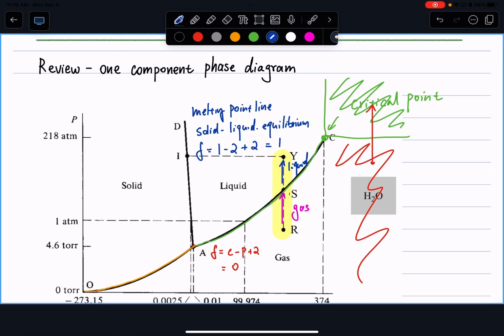Some of the things we know, we're talking about the change in Gibbs free energy. So we have dG equals negative S dT plus V dP. So when we're talking about a constant temperature process, this term goes to 0 at constant temperature.